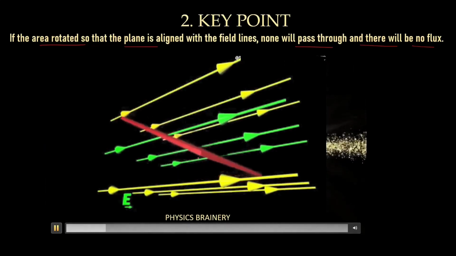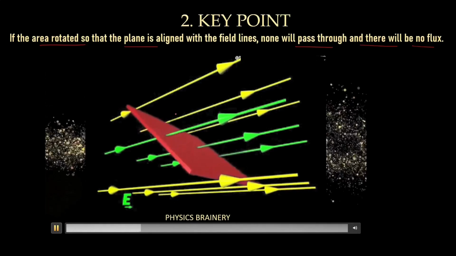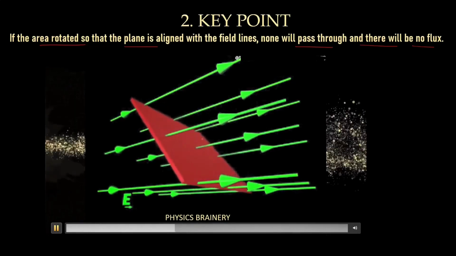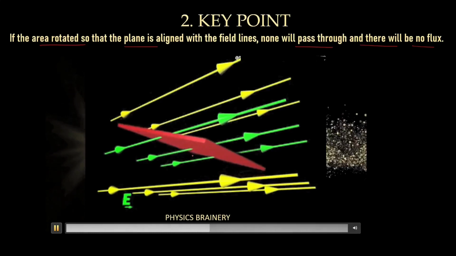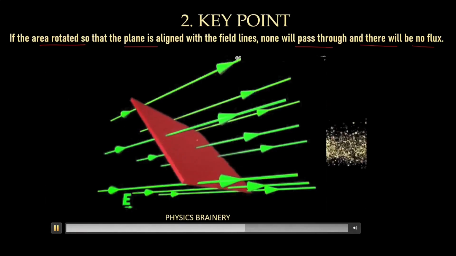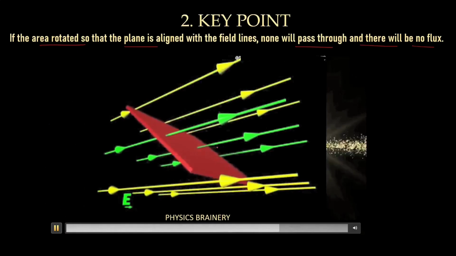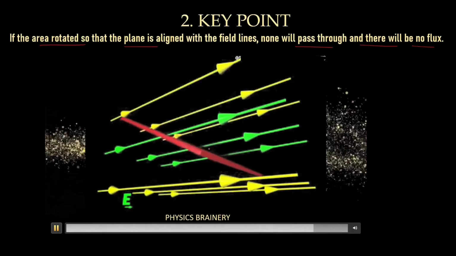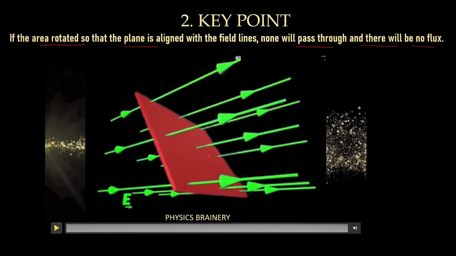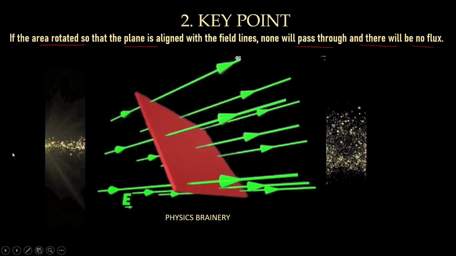If it is at this particular stage, no field line will be crossing. Now if it is oriented perpendicular to the field lines, all the field lines will be crossing the given area. That is how the amount of electric field lines crossing the area depends on the plane of rotation, and hence the flux associated also depends on the rotation of the figure. Whenever the plane is perpendicular to the given field lines, the flux is maximum. If the plane is aligned with the field lines, no field line will be passing, and there will be no flux associated with it.